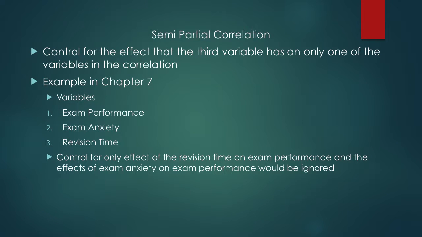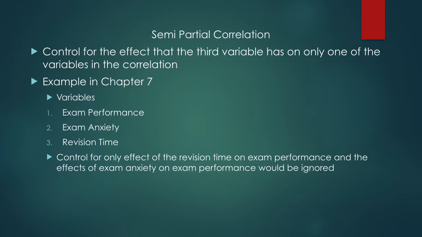The last correlation is the semi-partial correlation. The book defines that as controlling for the effect that the third variable has on only one of the variables in the correlation. The book also used exam performance, exam anxiety, and revision time as an example. The semi-partial correlation helps control for only the effect of revision time on exam performance, and the effects of exam anxiety on exam performance are ignored.